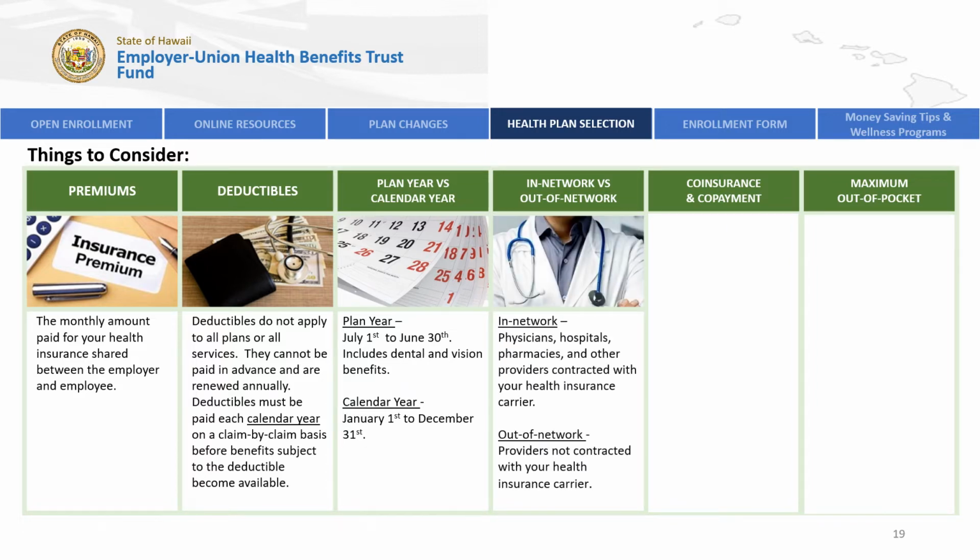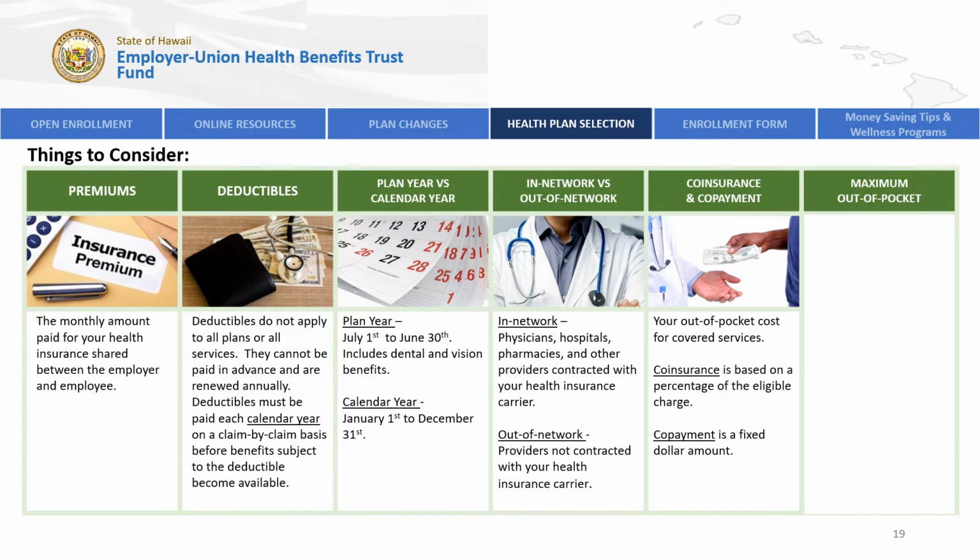EUTF members experience a higher level of benefit when they receive service from in-network providers, including in-network physicians, hospitals, pharmacies, and other providers contracted with your health insurance, although some EUTF coverages offer out-of-network benefits. These are providers that are not contracted with your health insurance carrier. The benefits are almost always lower than when you see an in-network provider. To maximize your benefits under your EUTF coverage, you'd want to see in-network providers.